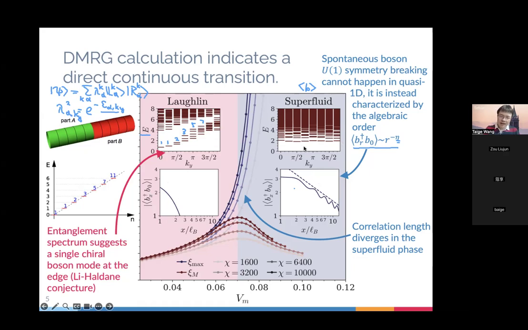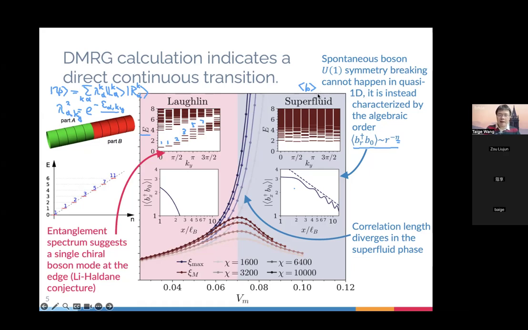So from these plots, I hope I have convinced you that at least the two sides are what we expected. When VM is very small, you get a Laughlin state, but when VM is very large, you get superfluid. And the interesting thing is what happened in between. So if I just plot the correlation function, it diverges because the superfluid phase is a gapless state. So the usual characteristic of the phase transition no longer applies. If you just simply plot the correlation function, it's gapped on the Laughlin side, so it's finite, but it's going to be gapless in the superfluid.